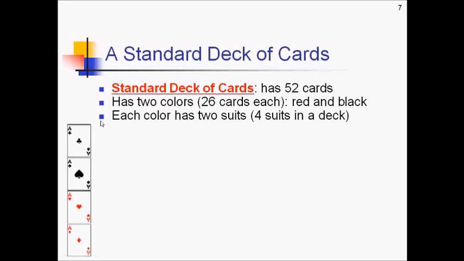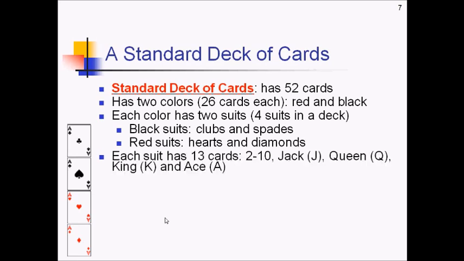The black suits are spades, or actually this is clubs and spades. And the red suits are hearts and diamonds. Now, each of these suits has 13 cards. You could actually think of these suits as different families or castles or whatever, kind of like a Game of Thrones setup.